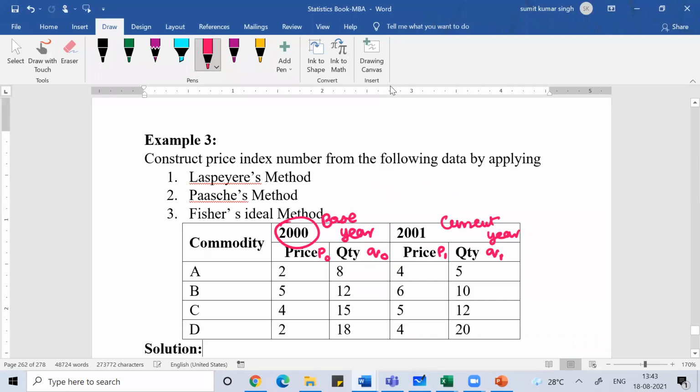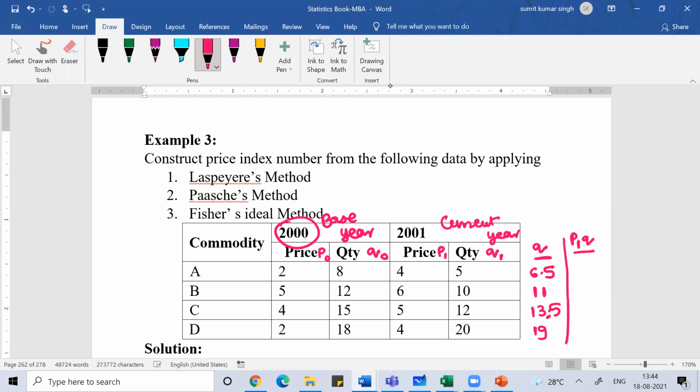So here, what is the Q value? 5 plus 8, 13 by 2, that is 6.5. This is the Q. 12 plus 10, 22 by 2, 11. Then 15 plus 12, 27 by 2, 13.5. Then 18 plus 20, 38 by 2, 19. Are you getting it?